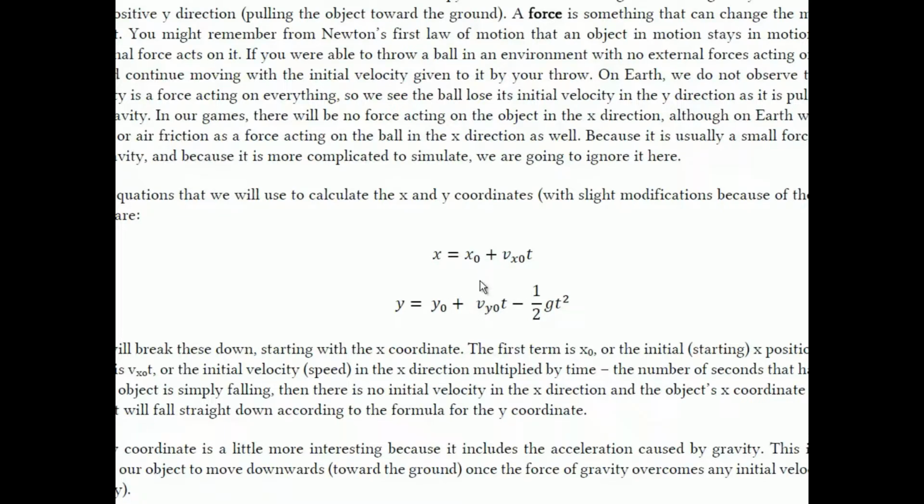These equations were written for a coordinate system in which y increases as we move up. So we must adjust the equation for our inverted axis to y equals y initial plus 1/2 gravity times time squared.